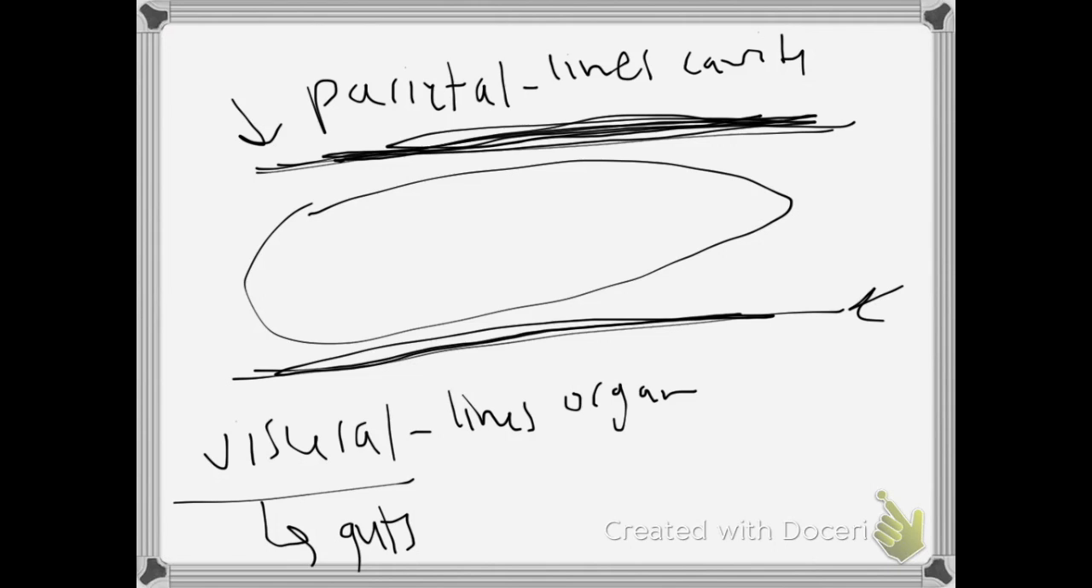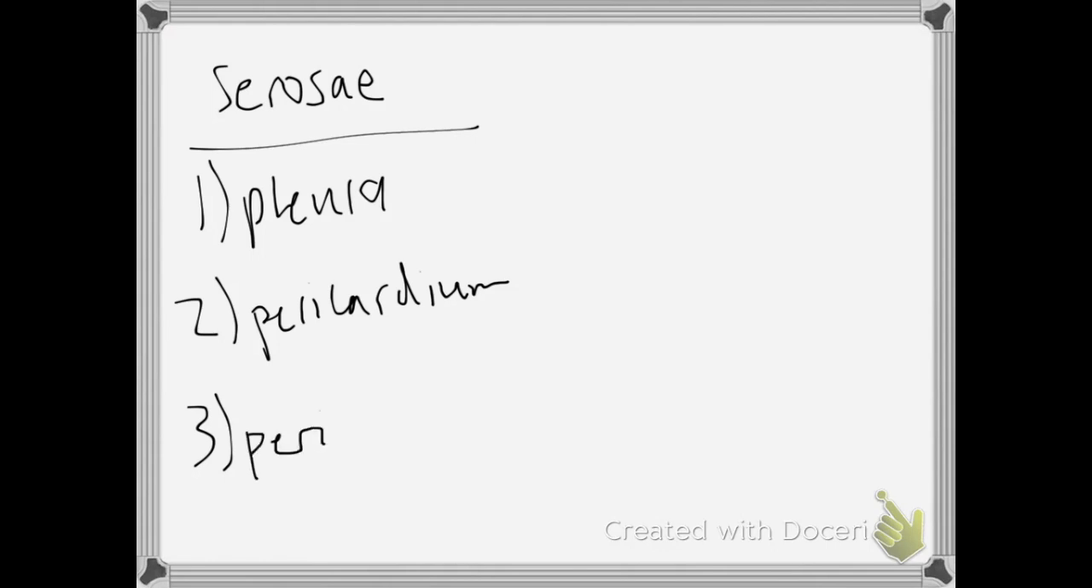So, excuse me, different types of serosa. So serosa is just plural for serous membrane. And we have three different types. We have the pleura, we've got the pericardium, and we have the peritoneum. So I know we have a lot of P words here, along with parietal, so let's break them all down.